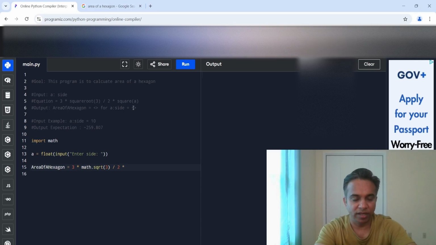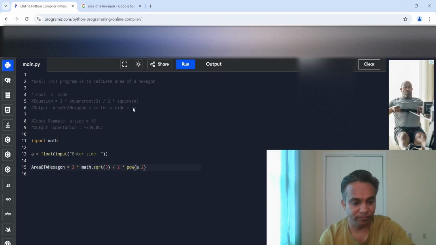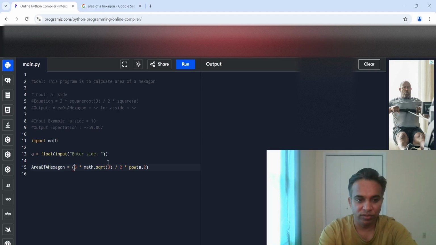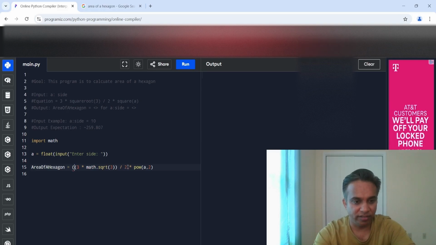multiply by square, and to do the square we have a function in Python that is nothing but power. So here if we say a, that is the input, and 2, that means it's going to calculate a square. So if you want a cube, then it's going to be power of a and then 3. Now here just one thing, because of the precedence, this will be executed first, so we want to avoid it, our equation. So we want to do first the multiplication of 3 multiplied by square root of 3, then divide this and then multiply it with a square. That is the equation.